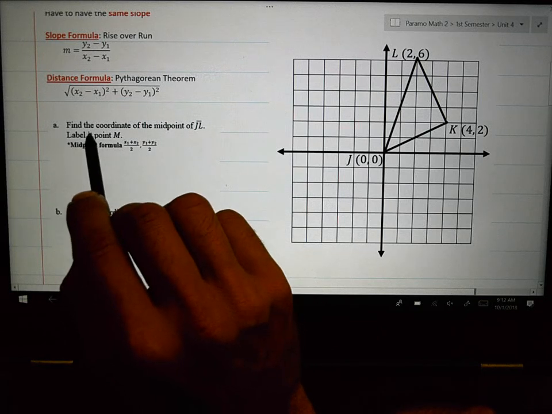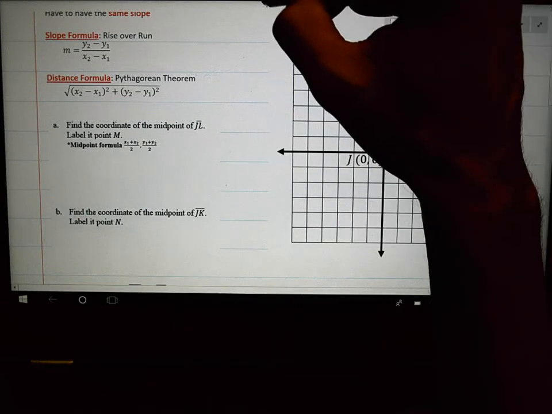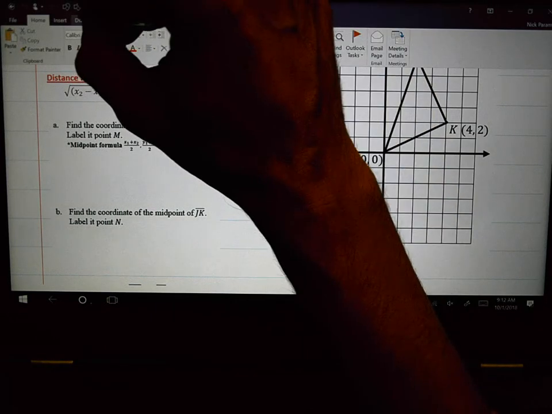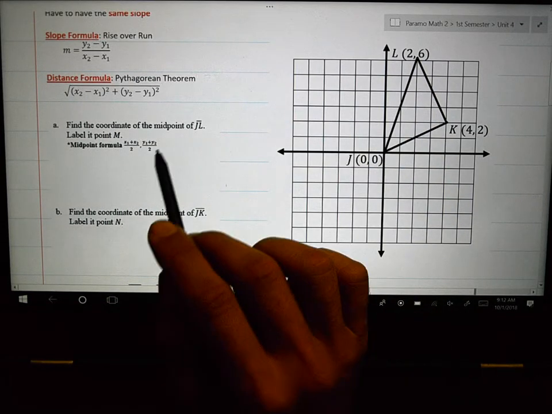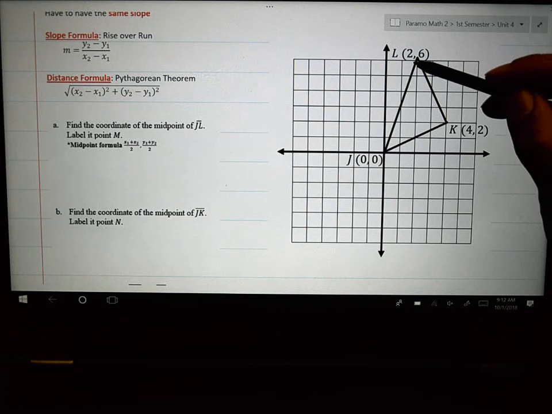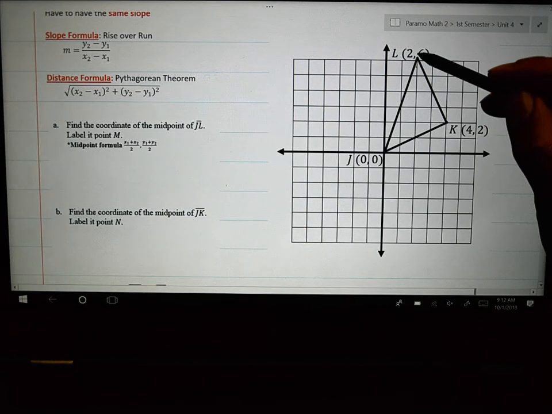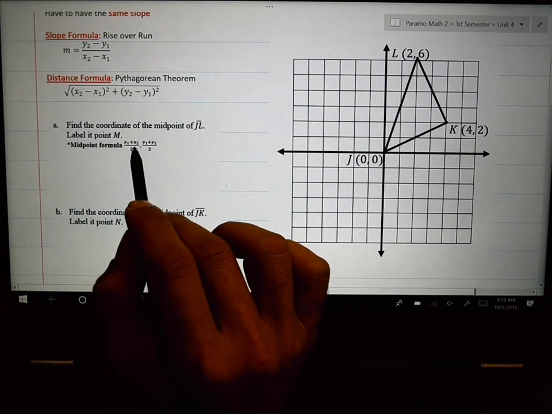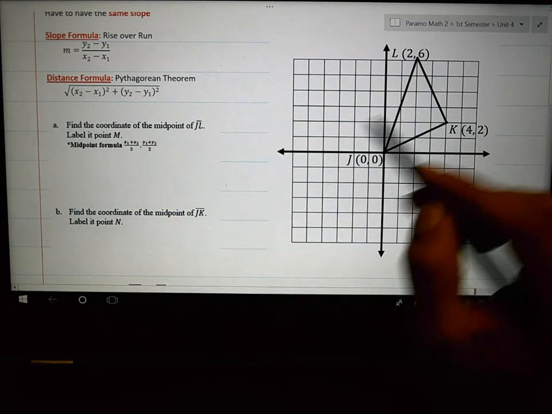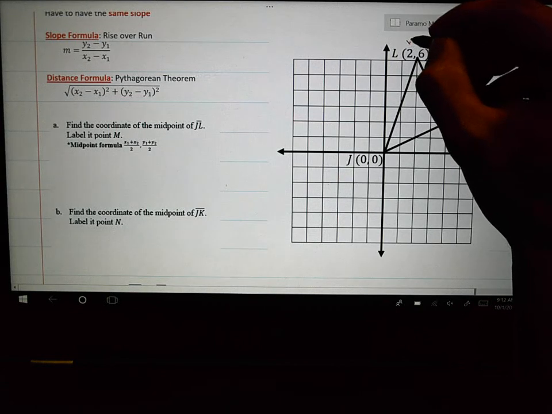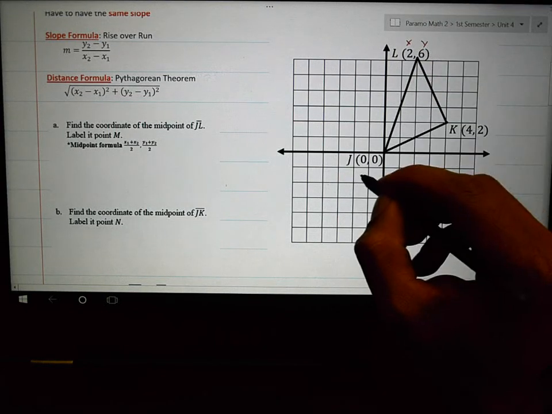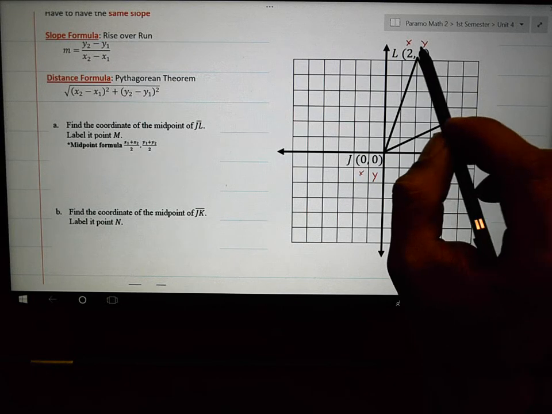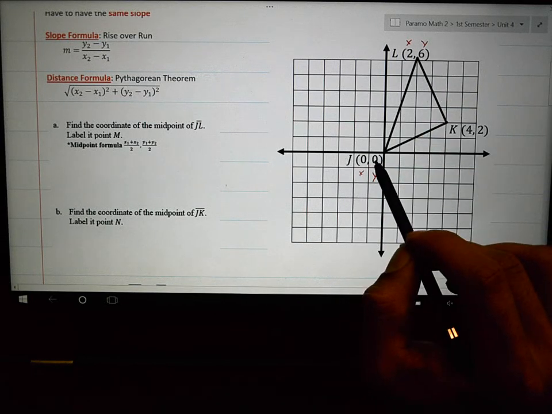Part A says, find the coordinate of the midpoint of JL, label it point M. And then they give you the formula in case you don't know what it is, but we wrote it down. So I need to find the midpoint between J and L. I need to know where the middle is. Here's how we're going to do it. We're going to do it mathematically. We're going to take this x and this y and then this x and this y. Remember, they're in alphabetical order. X then y, x then y.